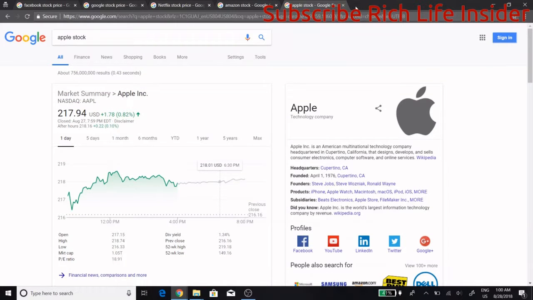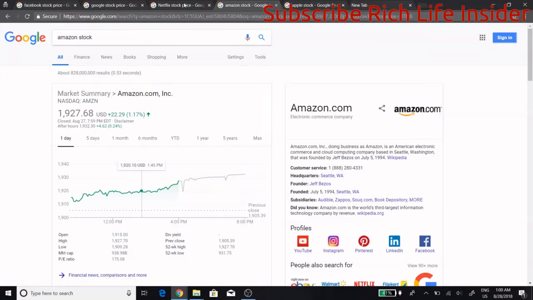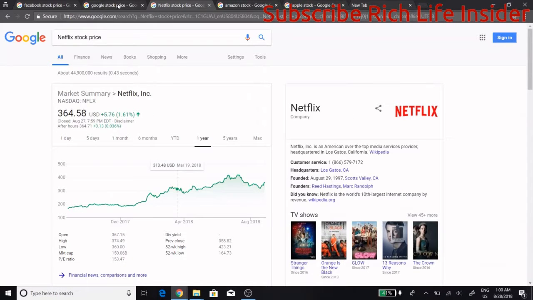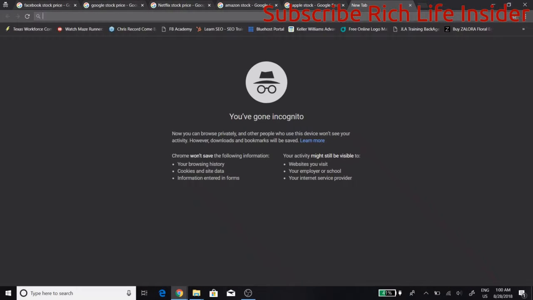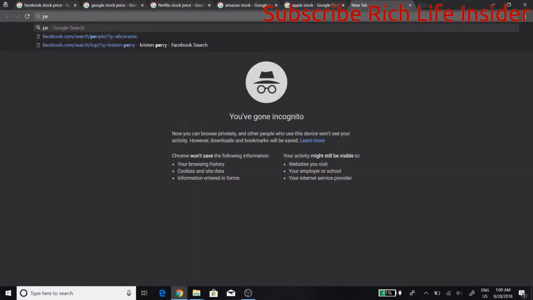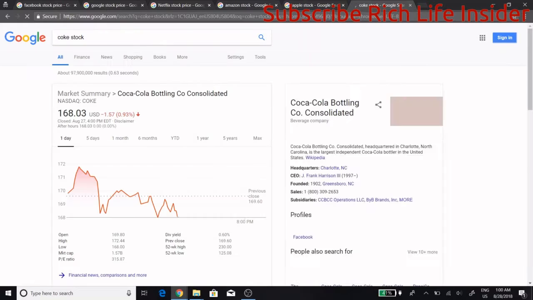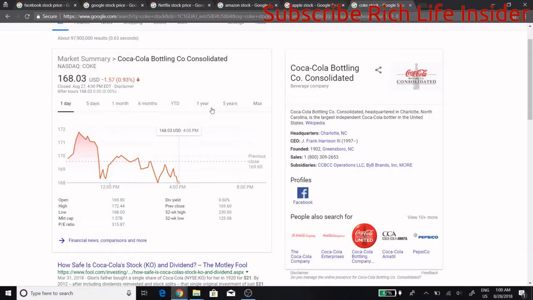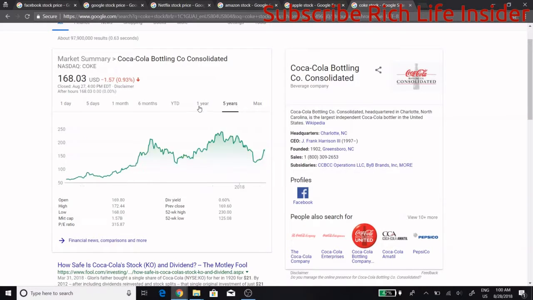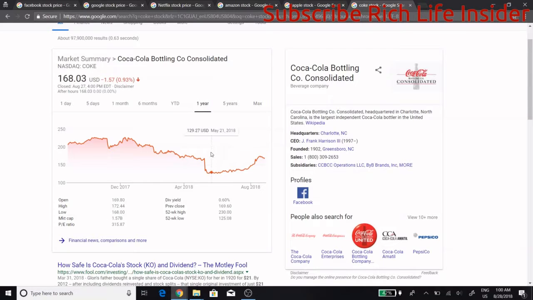So you can see all the stocks you want. You can just Google it. It can be any stock. Let's look at Pepsi. Coke. Let's look at Coke stock. Coca-Cola. So basically, this Coca-Cola is listed on Nasdaq too. It doesn't move much. If you look at the trend of the stock, the dividend is only 0.6%. The P/E ratio is really expensive.